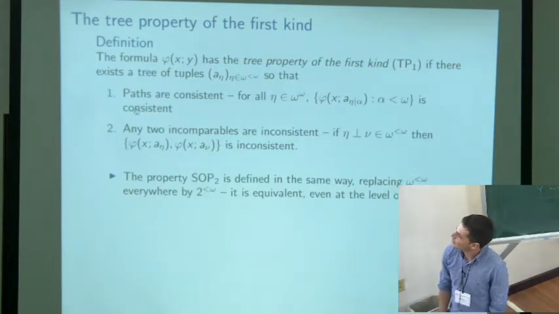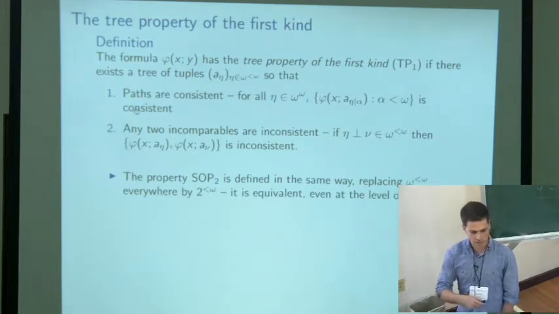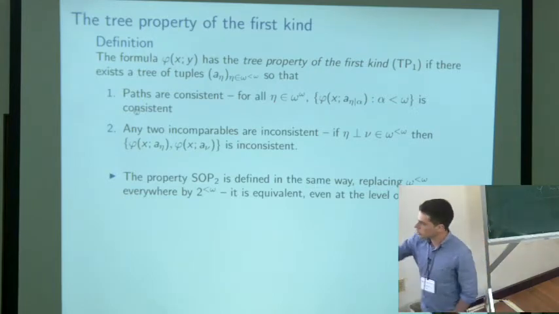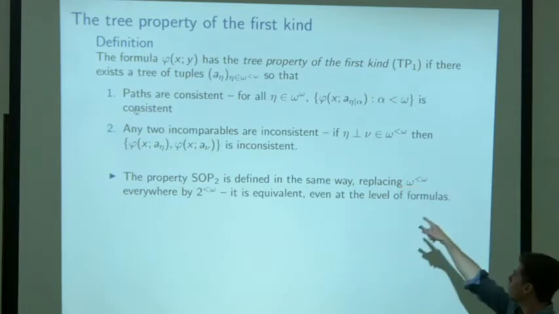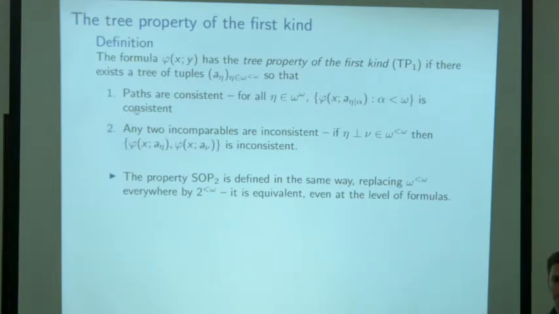OK, so yeah, some word on terminology. Sometimes people say SOP2 instead of TP1. They're equivalent in a strong way. So how do I get SOP2? I just replace omega to less than omega by 2 to less than omega everywhere. But an easy compactness argument shows that these two things are equivalent, even at the level of formulas. So I'll use them interchangeably.